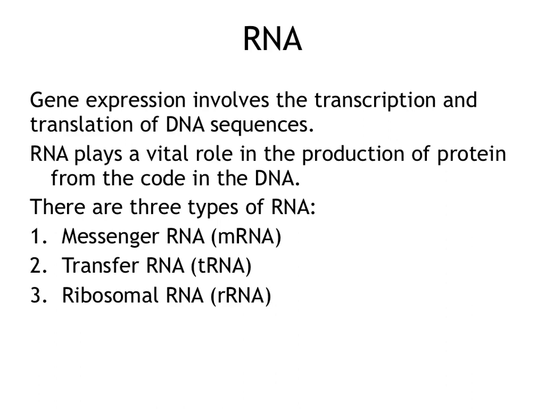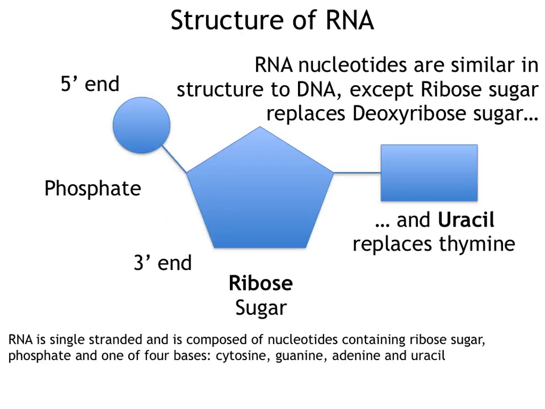But RNA plays a vital role in the production of proteins, and there are three types of RNA. There's messenger RNA, and you may remember that from your National 5. There's transfer RNA, and you should remember that as well, tRNA. And there's ribosomal RNA. So let's have a look at the structure of RNA.